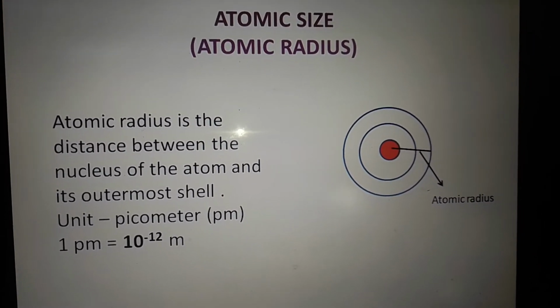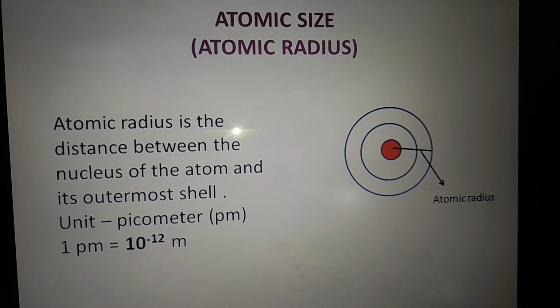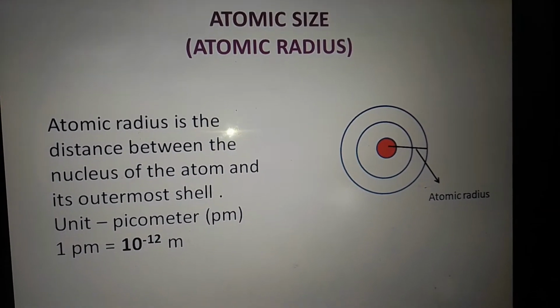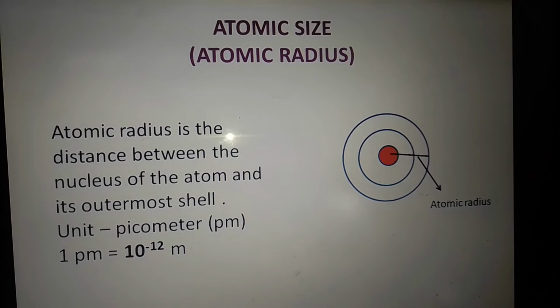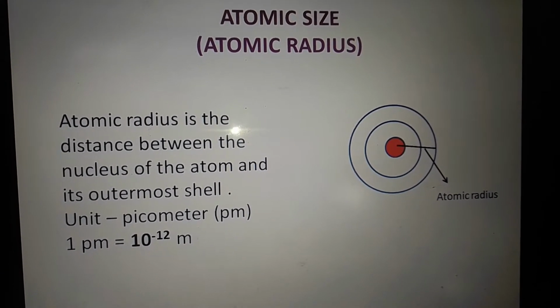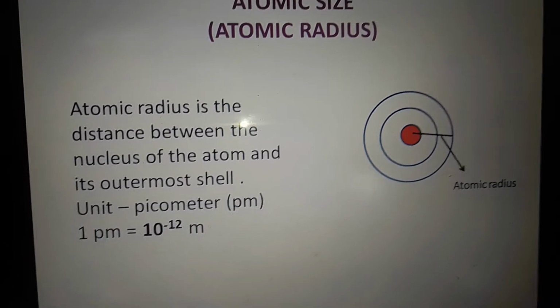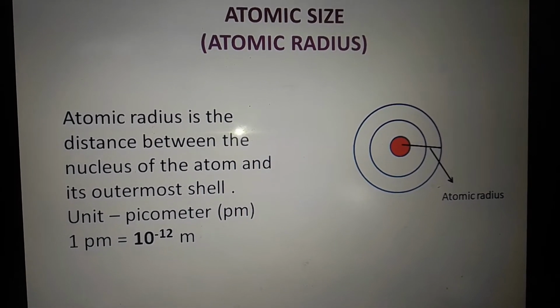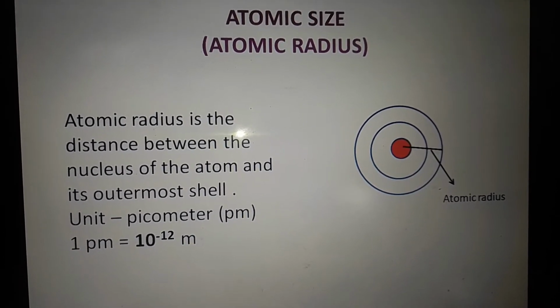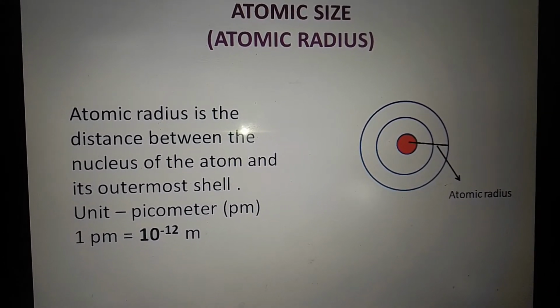Today we will see atomic size and the periodic trend of atomic size in the periodic table. Atomic size is also called atomic radius. Atomic radius means the distance from the nucleus to the outermost shell of an atom.